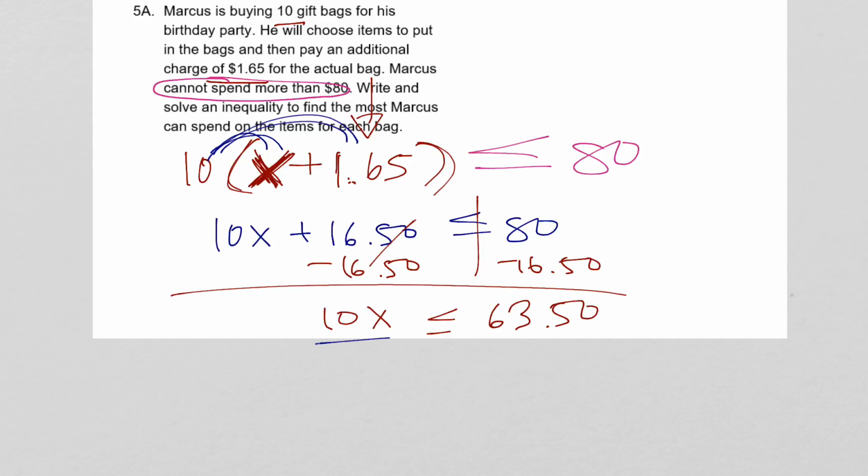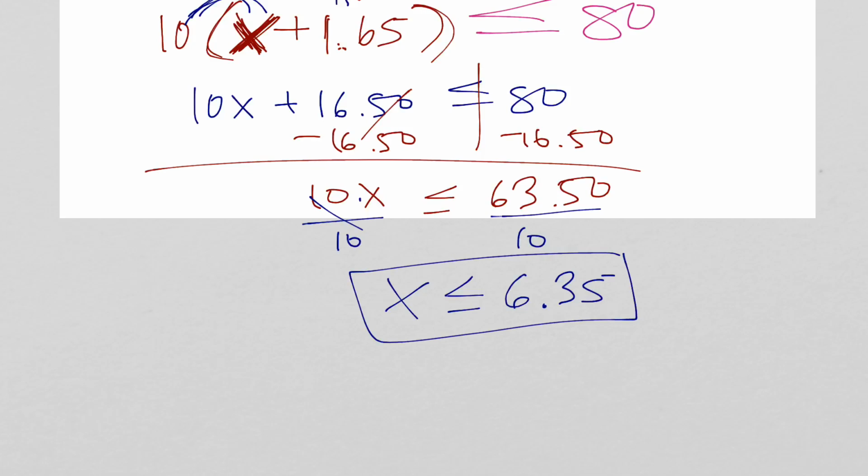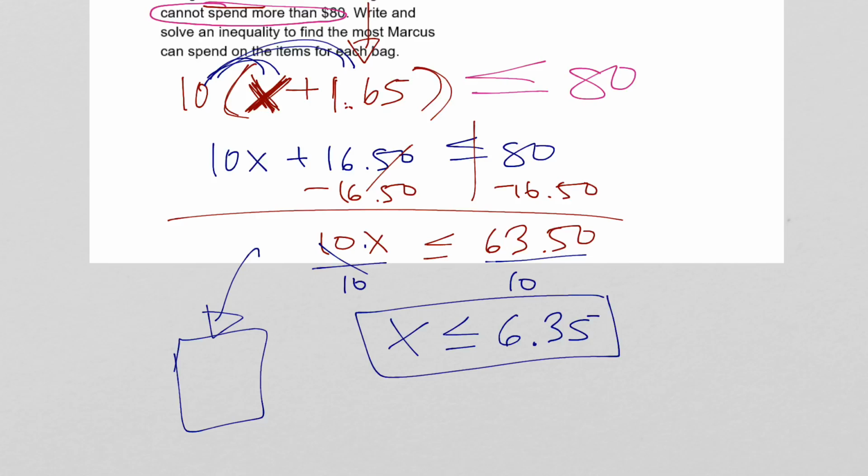Divide both sides by 10, because the opposite of multiplying by 10 is to divide by 10. So you're going to end up getting that 63.50 divided by 10 is $6.35. So the most that the item can cost Marcus is $6.35. If the item that he's putting inside the bag costs more than $6.35, then he can't buy it, because then he'll go over his budget.